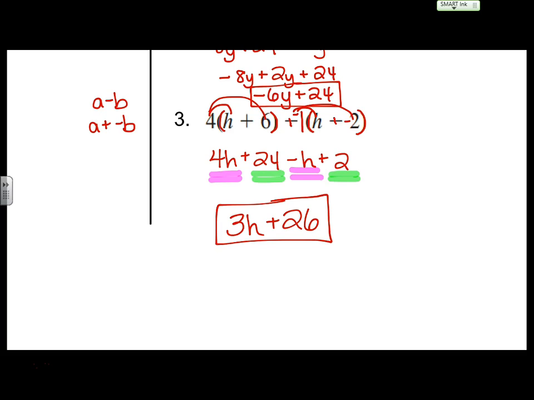Do you see the purple underlines? I noticed that the 4H and the negative H were like terms, like apples with apples. So if I have 4H minus or take away H, I have 3H. Does that make sense? Remember, there's always an understood 1 in front. So then if it helps, 4H minus 1H.